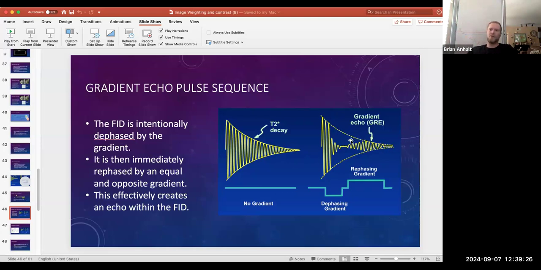It creates an echo, which creates symmetry, right? Remember, we said we had to have that symmetry before. This grows and then shrinks, as this did not.